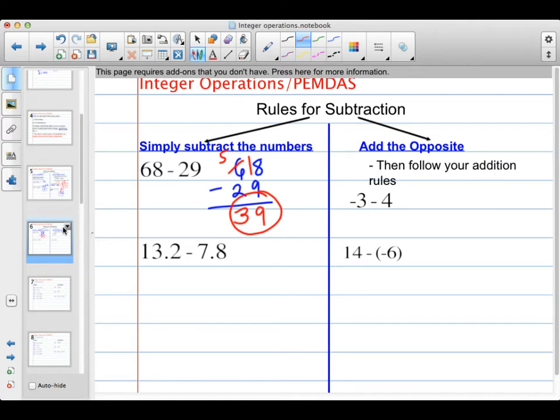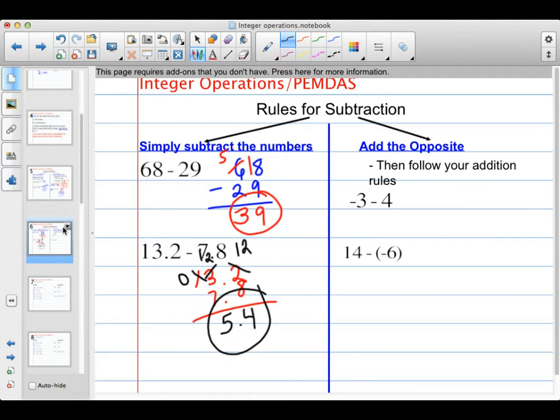13.2 minus 7.8. Again, if you need to borrow, you borrow. It's important that when we're subtracting, we line up our decimal points. This is a situation where we would need to borrow, so we're going to borrow twice. We're going to borrow from the 3. It becomes a 2, and we're going to change this 2 into a 12 and then do our subtraction. 12 minus 8 is 4. 2 minus 7, can't take it away, so we borrow again. This is going to become a 0. This will become 12. 12 minus 7 is 5. Our answer is 5.4, and in that case, another positive value.